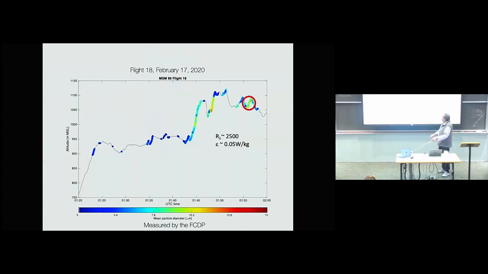Here's a typical measurement. So here is the attitude. This is flight number 18, over which I will talk. So we go up, then we sit there for a while. We have some cloud droplets coming in. And this is the mean diameter of cloud droplets. Up here, we have events where we have a mean diameter of 15 microns. And I will talk about this little event up here, which was nominally stationary.